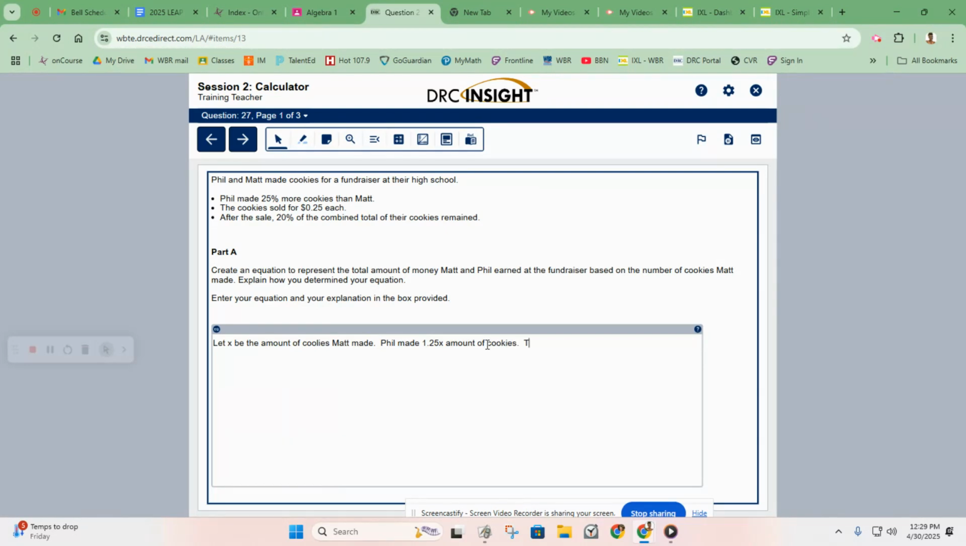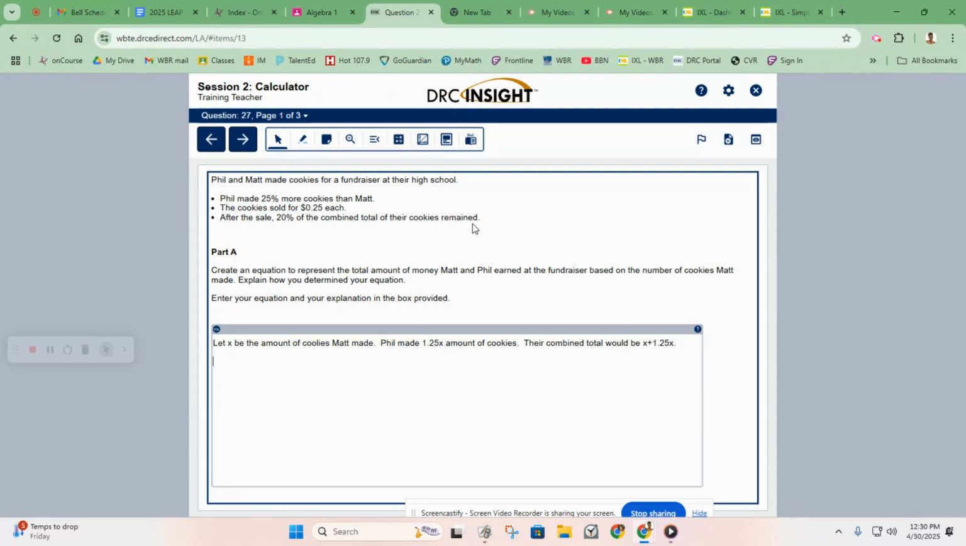Their combined total would be X plus 1.25 X. So now I know their total number of cookies. I'm trying to create an equation to determine the amount of money that they made. They sold each cookie for 25 cents, but after the sale, 20% of their combined total still remained. So if 20% remained out of the 100%, 80% of the cookies is what they sold.